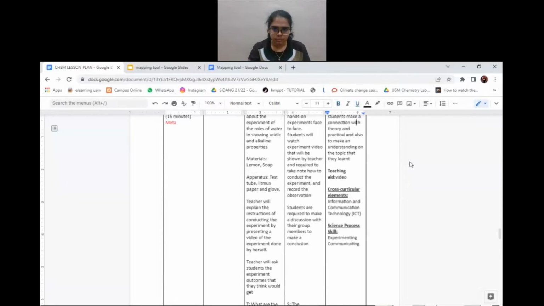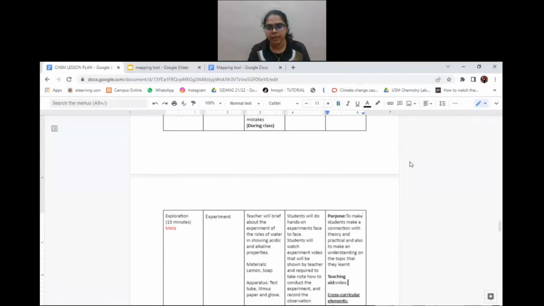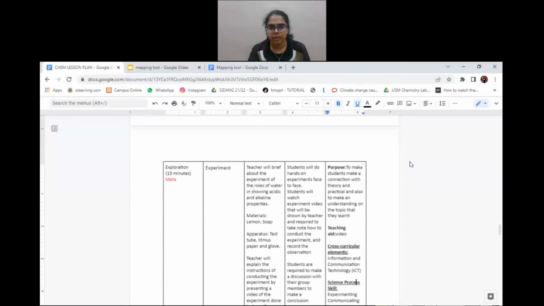So in this part, the purpose is to make students connect the theory and the practical, and also to build an understanding of what they are studying.